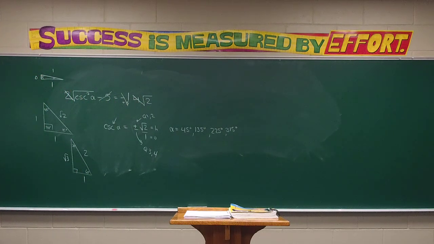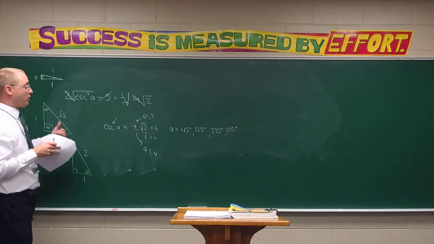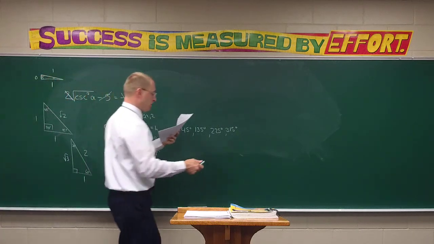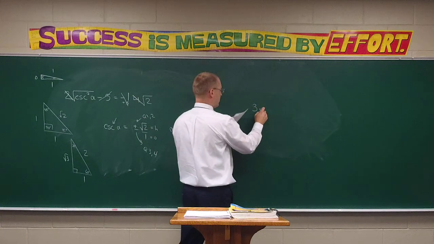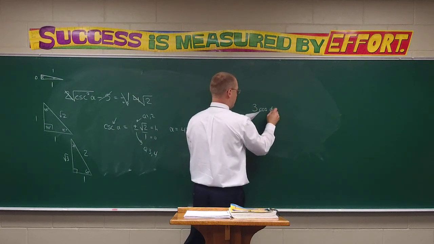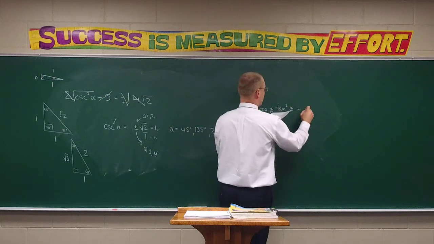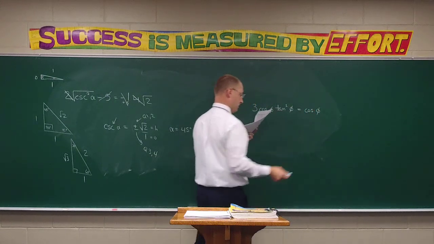Let's do another one. Some of the trig equations are really easy because there's only one trig function to isolate. Some are a little bit more annoying. For instance, write this down. If we had 3 times the cosine of phi times the tangent squared phi equal to the cosine of phi.